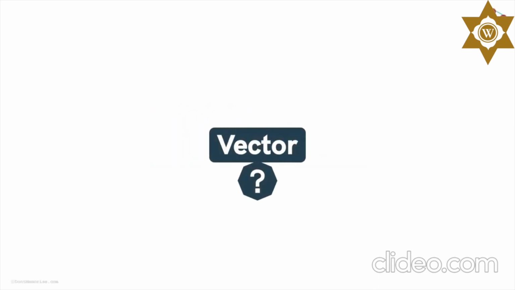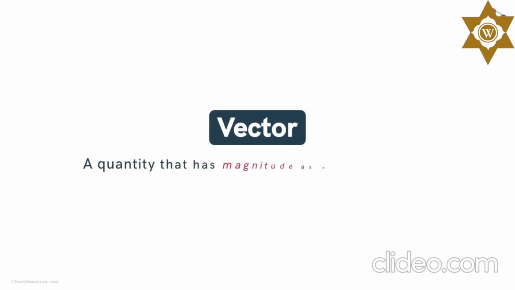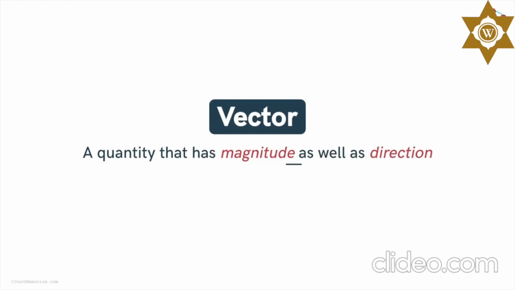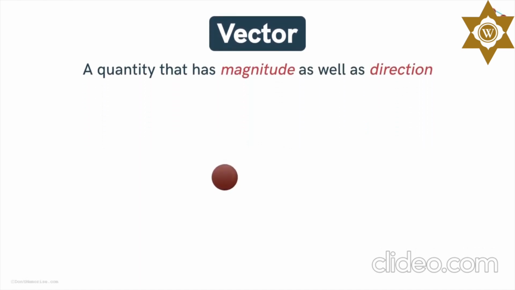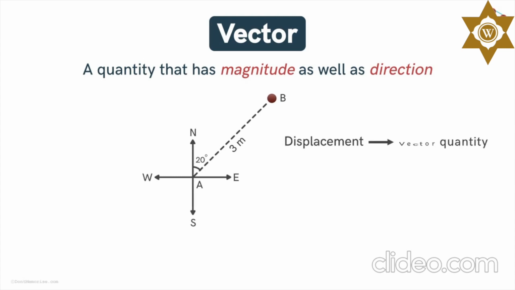What is a vector? Previously we had seen that a vector is a quantity that has magnitude as well as direction. For example, let's say an object is displaced from a point A to a point B, which is 3 meters away from it, in a direction 20 degrees east of north. So here, the displacement of the object is a vector quantity. The magnitude of the displacement vector here is 3 meters, and its direction is 20 degrees east of north.